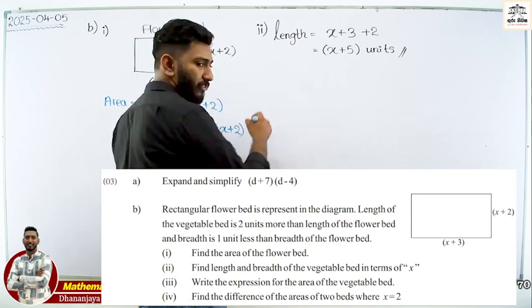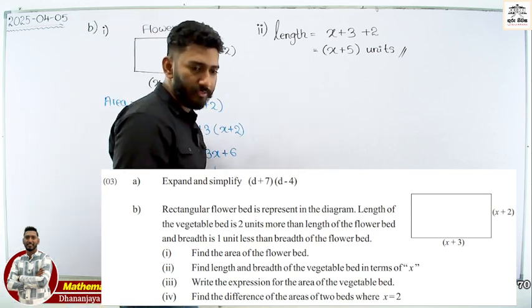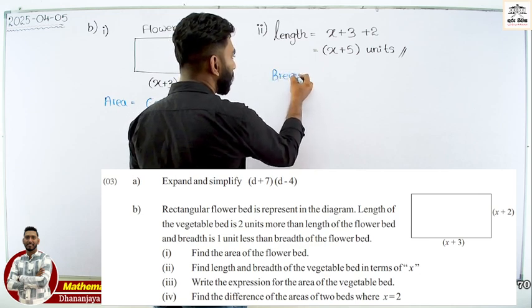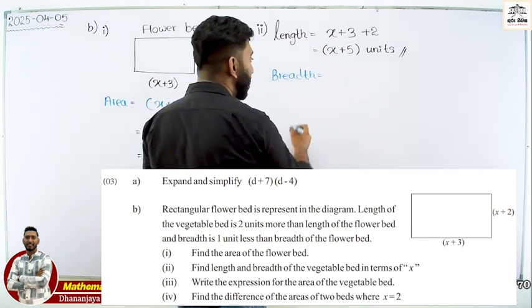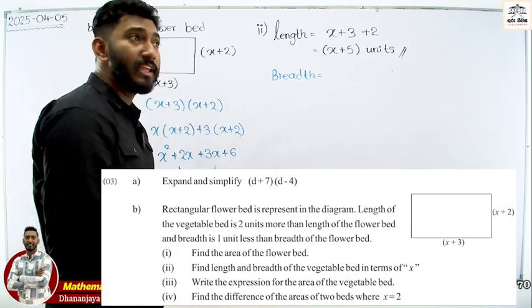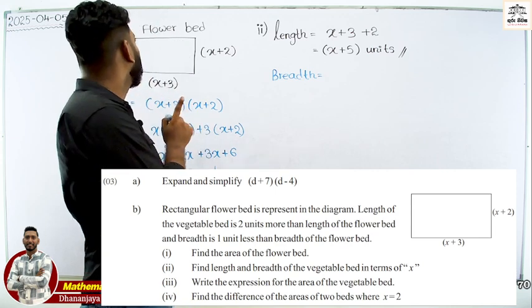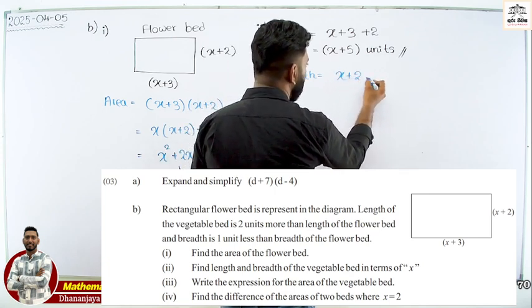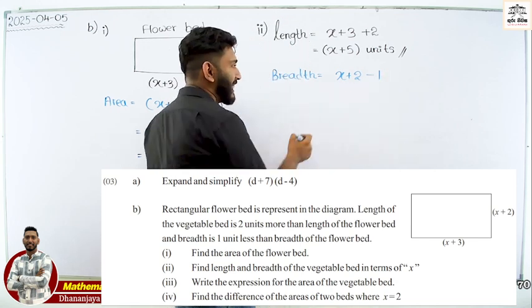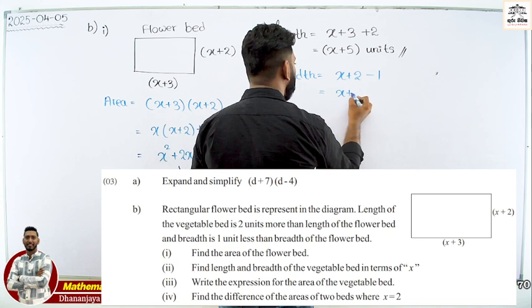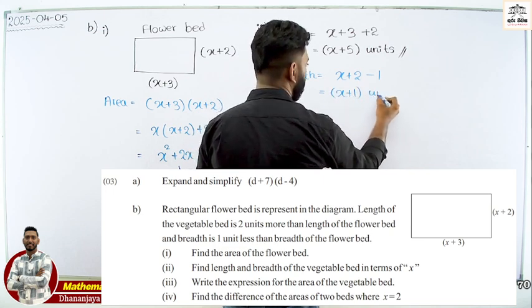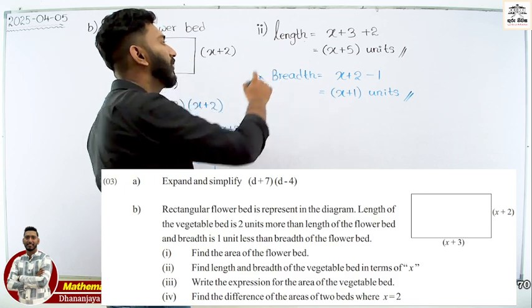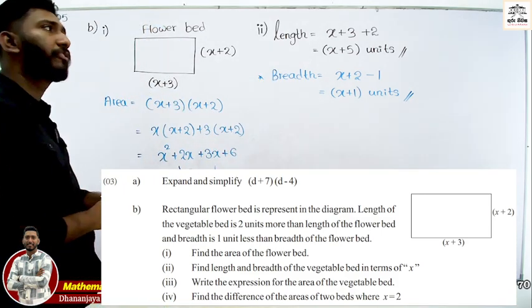And how to find the breadth? Now you can find the breadth of the vegetable bed. It is 1 unit less than the breadth of the flower bed. Therefore, the breadth of the flower bed is x plus 2. You have to subtract 1 unit from it. Now it becomes x plus 1 units. And this is the answer for the breadth, and this is the length. Easy, right? x plus 5 and x plus 1.